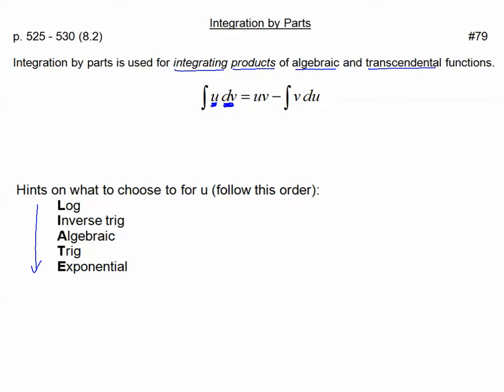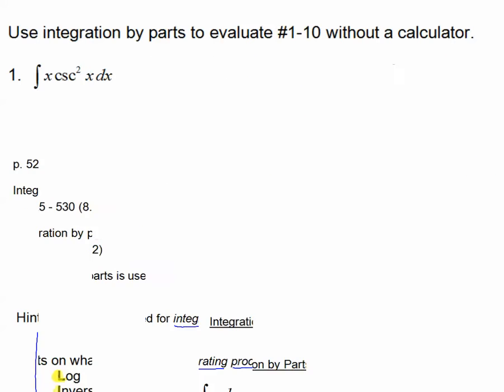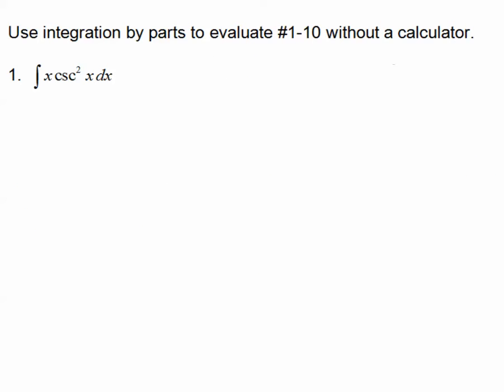LIATE. Let's try to remember it like that. L for log, I for inverse trig, A for algebraic, T for trig, and E for exponential. LIATE, in that order, is what we usually think of when we want to choose our u. Sometimes it doesn't matter, especially if you don't have a mix of these, or if you do have a mix of them. Use integration by parts to evaluate numbers 1 through 10 without a calculator.